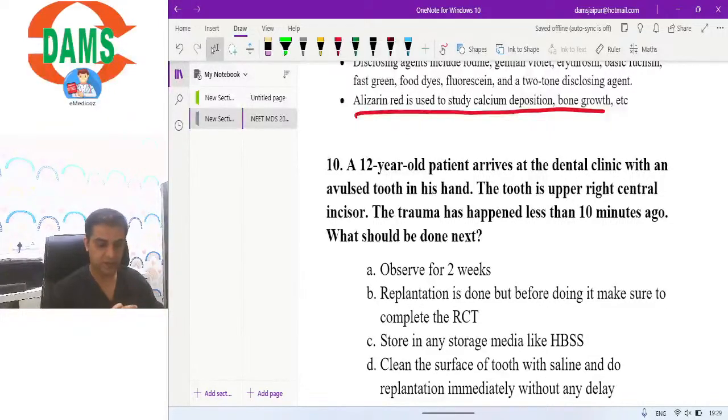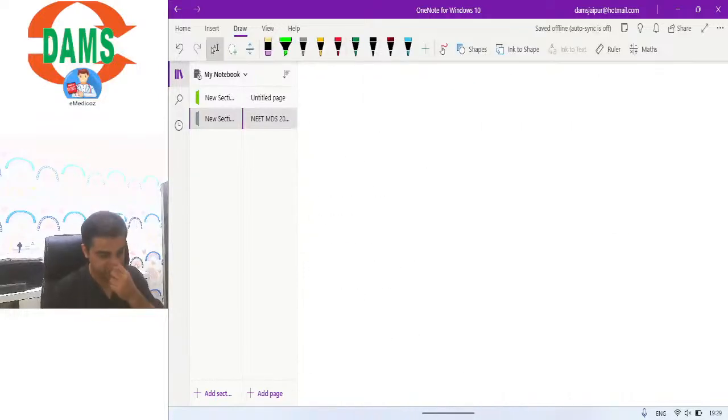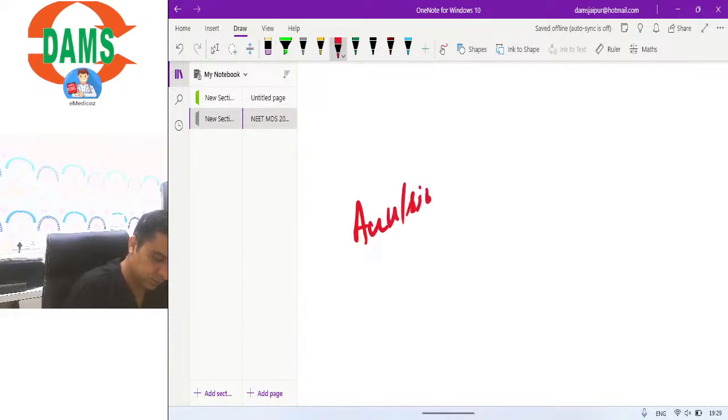A traveling kid brings a tooth in his hand within 10 minutes. What do you do? Okay?